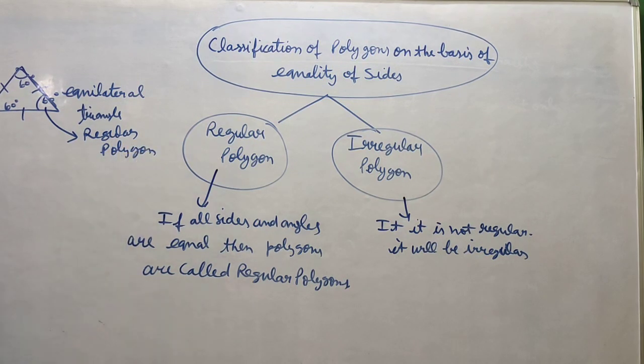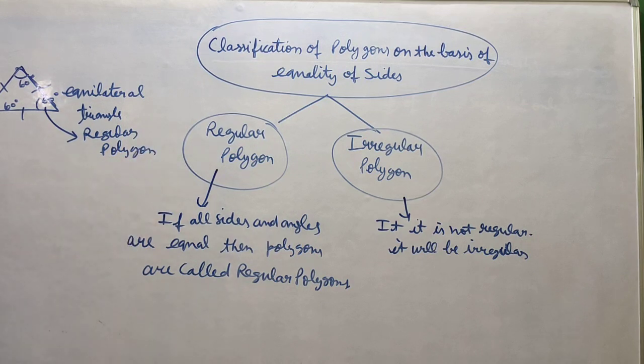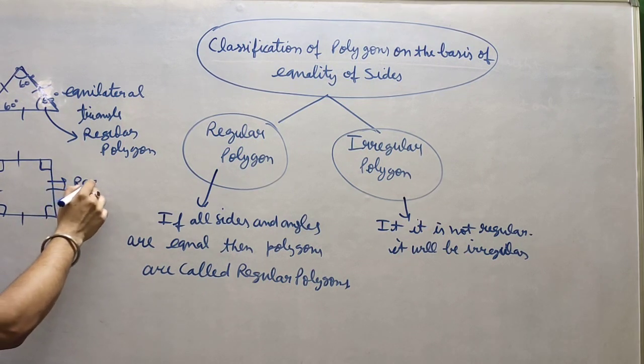Okay, now I am coming to the four-sided polygon. If I know a polygon has four sides, then which quadrilateral will be a regular polygon? And in this case, other triangles will come in the category of irregular polygon. Now you can see the square. You can see all sides are equal and each angle is 90 degree. So what will it be? Regular.